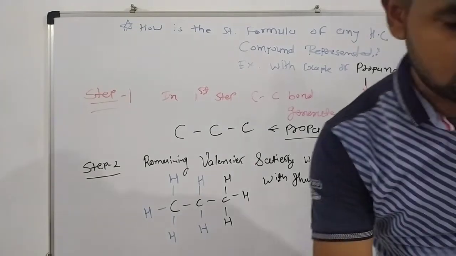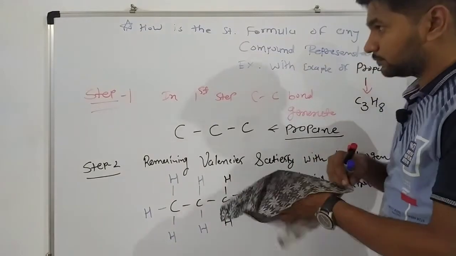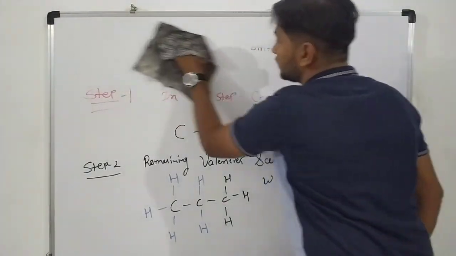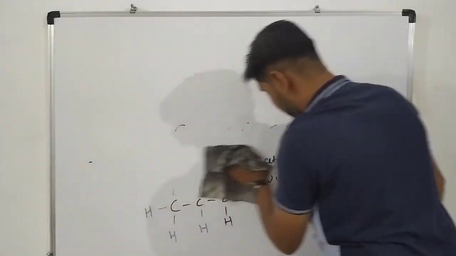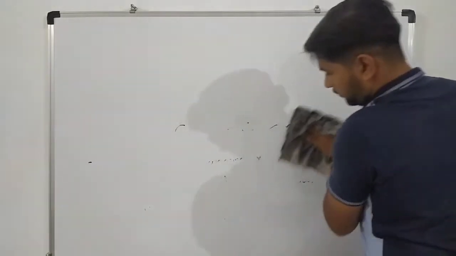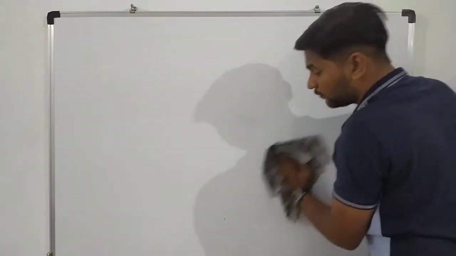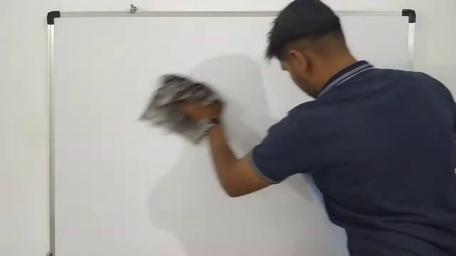Okay, now the next question: draw the structural formula of ethene. Let's see. It is also very easy. If you can do ethane, then ethene is very easy for you. Okay, let's see, ethene.